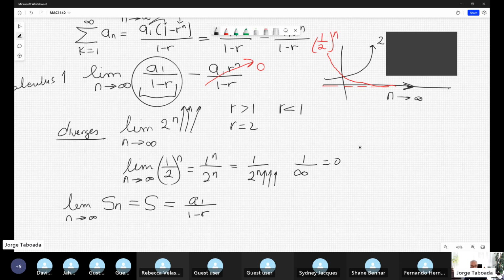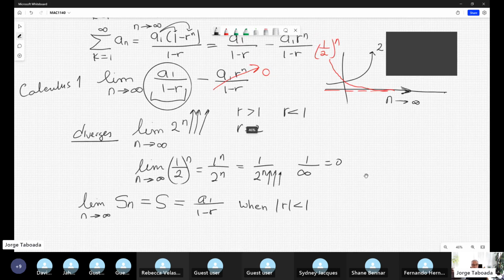Okay, this is true? Yes, it's true under the consideration, that is, when the absolute value of the common ratio is less than 1. What is the reason I put absolute value? Because maybe it's positive or maybe it's negative, the behavior is the same. Okay? However, when it's less than 1, it's obvious that it converges. So we come back to understand this idea much better.